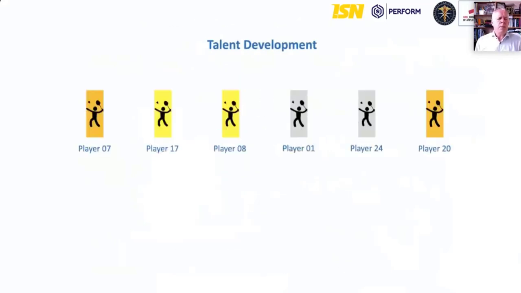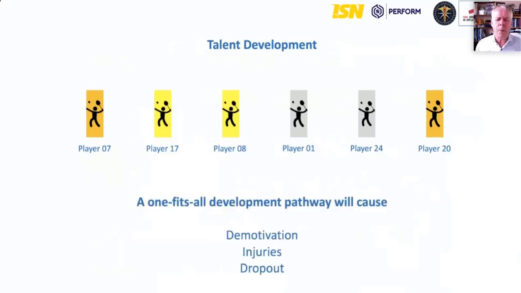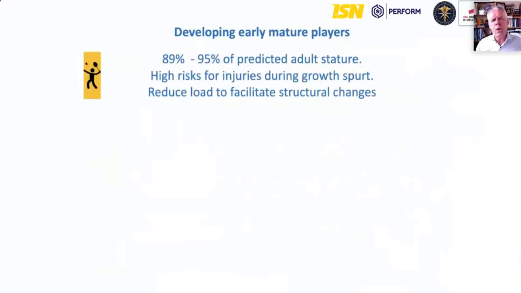So the talent development of the 6 athletes that we have in our pool, we see that we have different players with different maturity status. The orange guys are early matures, the gray guys are late matures. And a one-fits-all development pathway will, of course, cause demotivation, can cause injuries, and you will have a lot of dropouts. So you have to be sure that you develop your early mature players and that you think about the risk that they can be injured, and you have to reduce the load.